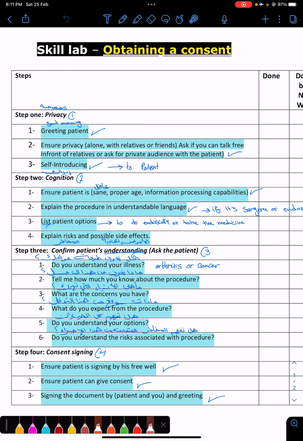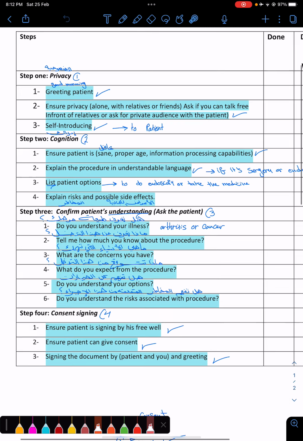Self-introducing, which means just say, for example, I'm Sarah and I want to take your consent for this procedure. Just introduce yourself. So in the privacy step, ensure the patient's privacy and then introduce yourself.